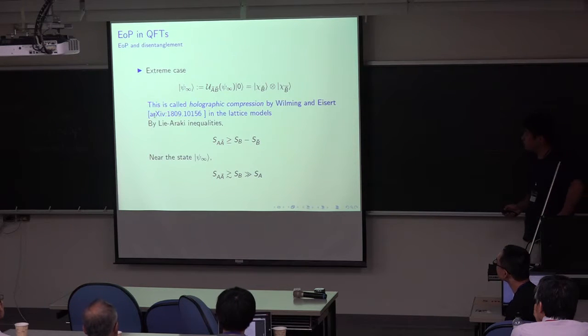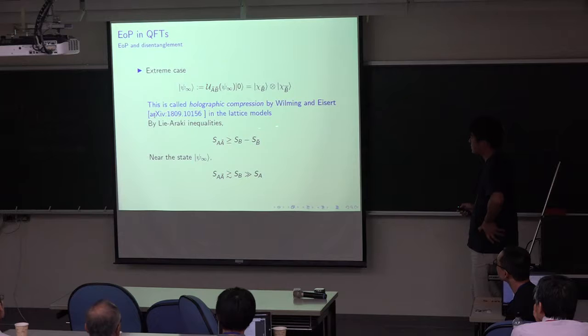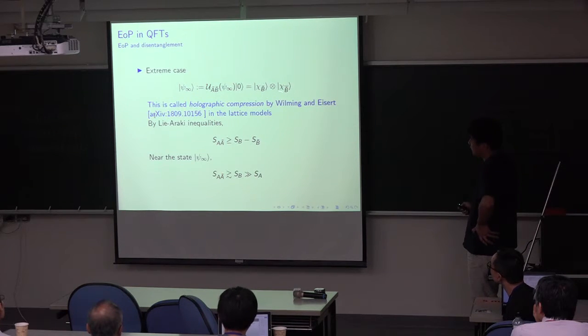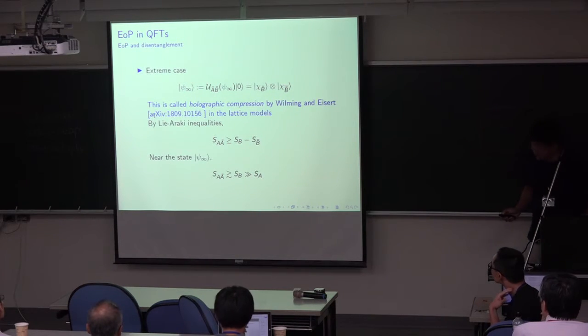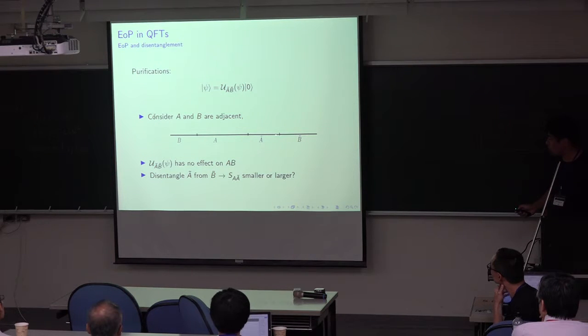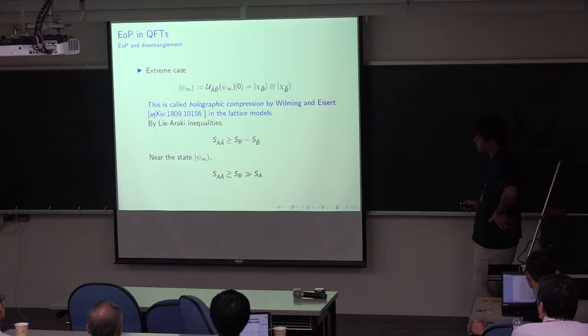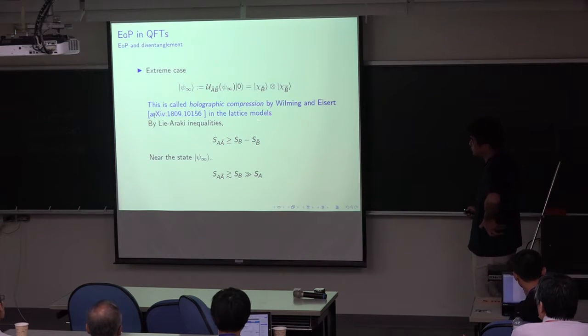Let's consider an extreme case. This extreme case is that we assume there are some local operations such that we can make the vacuum state into a product state of B2 and the complementary of B2. This just means that this unitary operation makes the vacuum state a product state of these local parts. This is something called holographic compaction in this paper. It proved this in the lattice model. Here we just assume that this may be true.